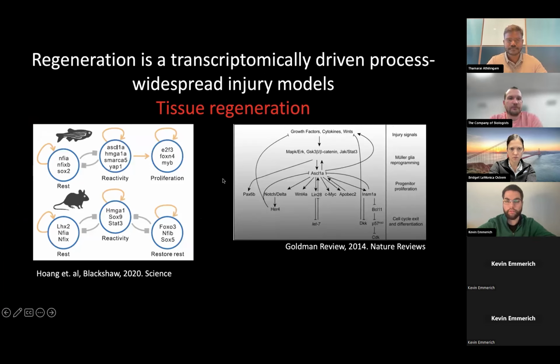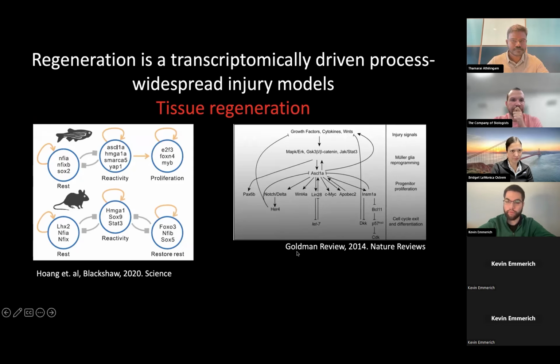This process has been studied pretty heavily, and I'm highlighting a couple papers here that show we've already identified some of the key molecular factors that drive this process, which is very transcriptomically driven. You can see from Seth Blackshaw's lab on the left that Mueller glia specifically undergo an activation and reactivity to injury, including the activation of transcription factor ASCL1A and other genes, that then moves forward into a proliferative phase. Meanwhile, mice and other mammals have some reactivity phase with some similar factors activated and expression induced, but then go back to resting.